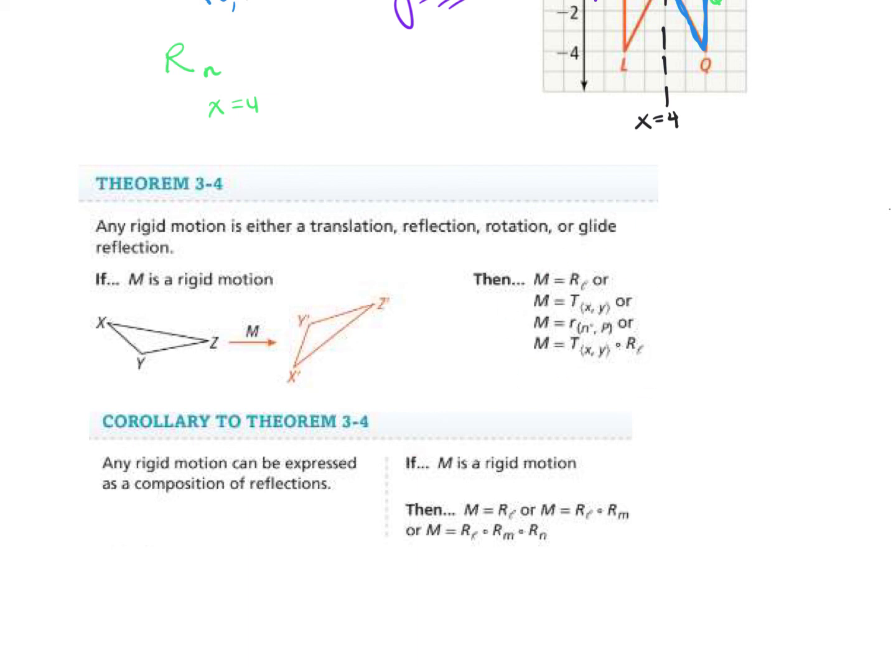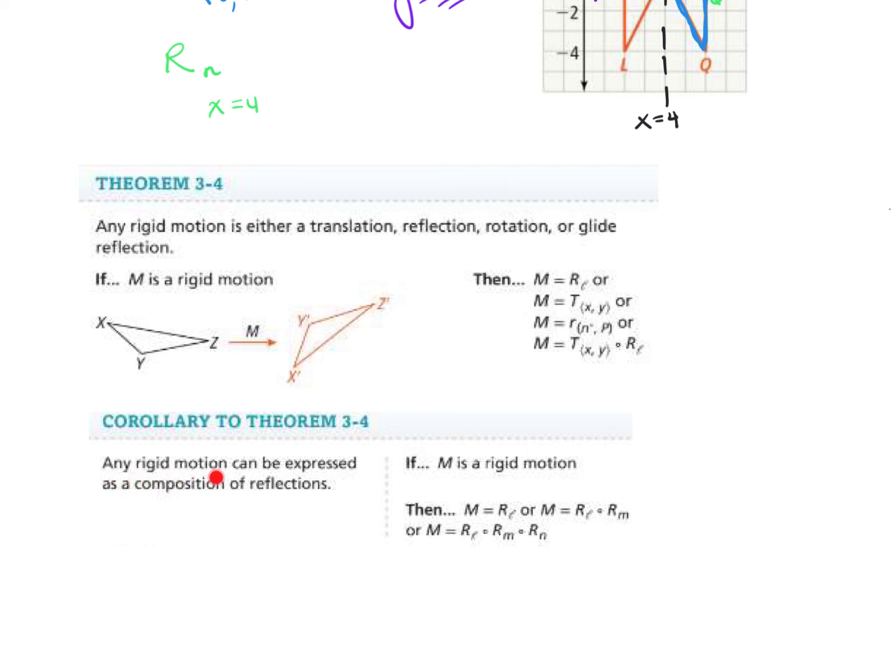Transformation M could be a reflection across line L, or maybe our transformation is a translation, or maybe the transformation is a rotation about our center of rotation P, or maybe the transformation is a glide reflection that involves a translation and a reflection.